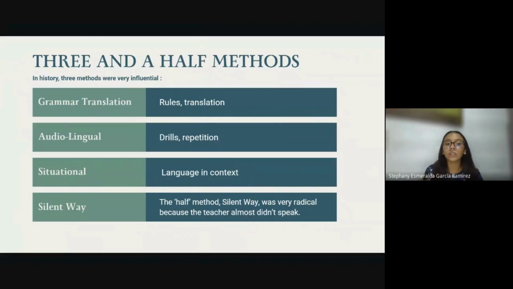We have the audiolingual method that used repetition and drills to build habits. The thing here is that it was extremely mechanical. The situational method taught vocabulary and grammar in meaningful situations like going shopping or eating in a restaurant. And finally, the fourth method is the silent way. Here, the teacher speaks very little, and the students discover the language almost by themselves.